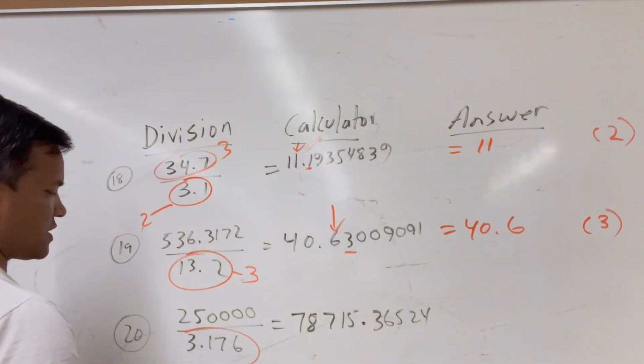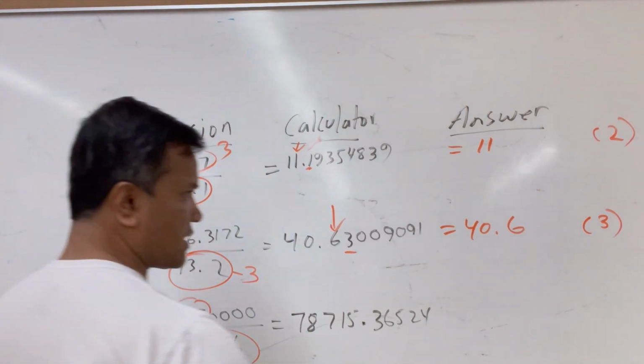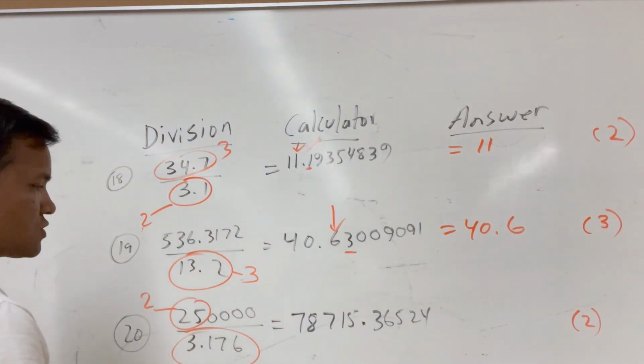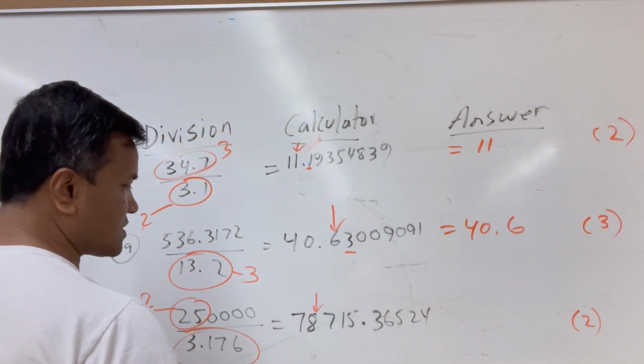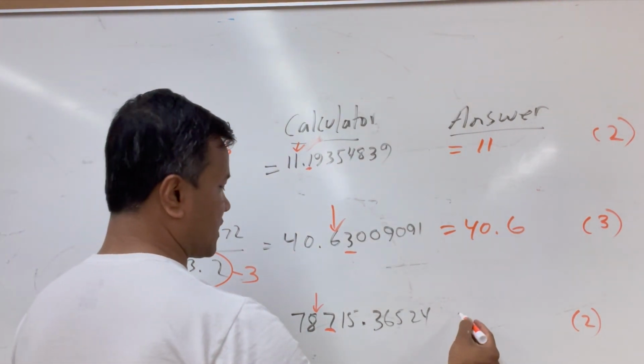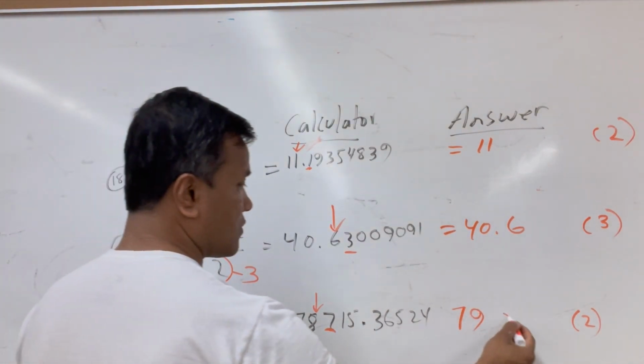This is 4 sig fig. However, this is 2 sig fig. So my final answer cannot have more than 2 sig fig. Understand that. So where is the 2 sig fig? This one is the 2 sig fig. So however, this is more than 5. So you write 7 and you change it to 9. 1, 2, 3.